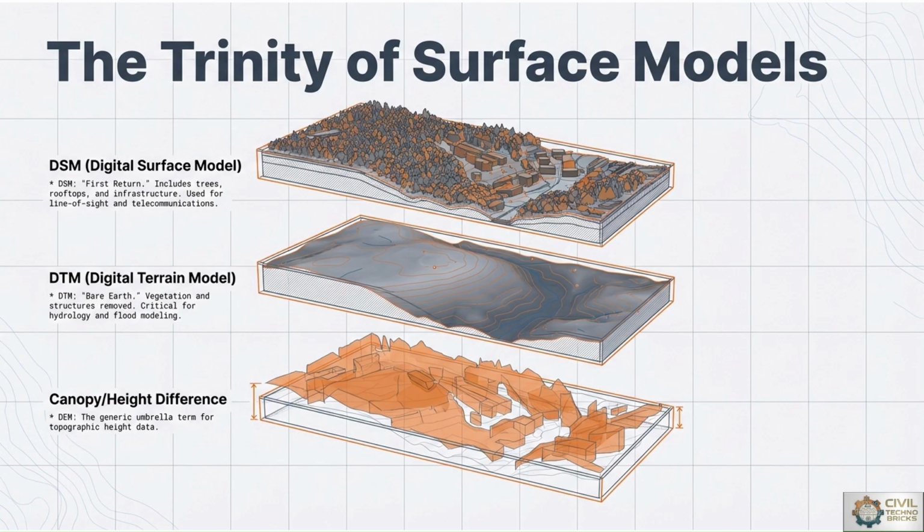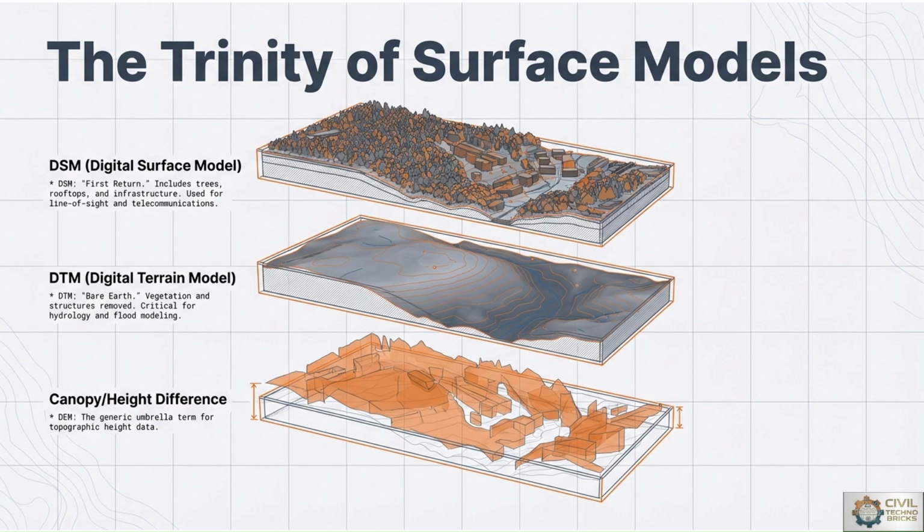Third one will be the canopy or height difference, that is the digital elevation model, which is the generic umbrella term for topographic height data. We can use the digital elevation model to study the constructed materials' height or the natural trees and their height with reference to the digital surface model or terrain model.